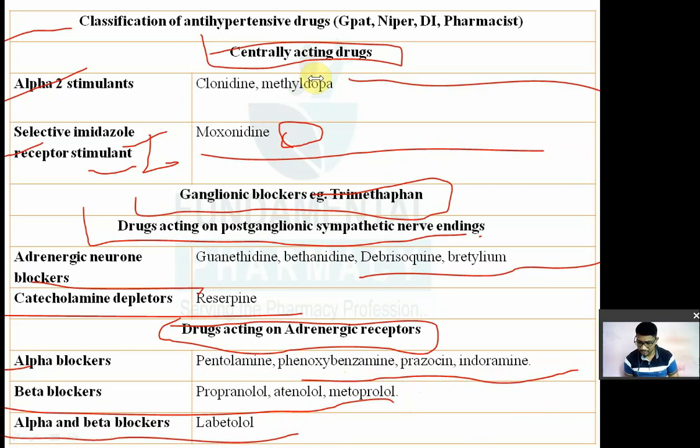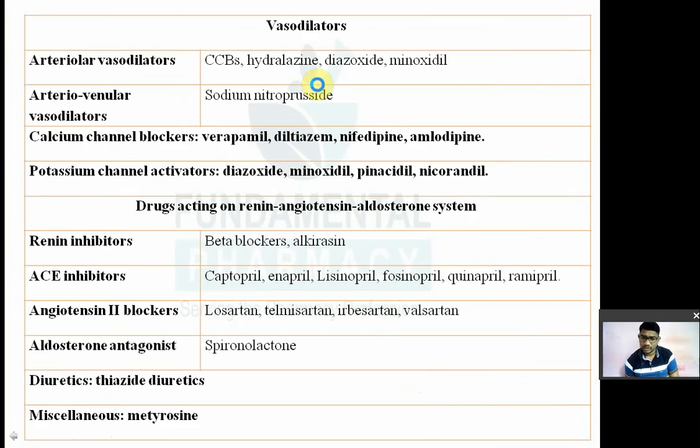Now again, the next class will be vasodilators. So what will vasodilators do? They will dilate the blood vessels and decrease the peripheral resistance. Vasodilators are again classified into types. Those that dilate the arteries are known as arteriolar dilators. Those that dilate the veins are known as venodilators, and those that dilate both are known as arterio plus venodilators.